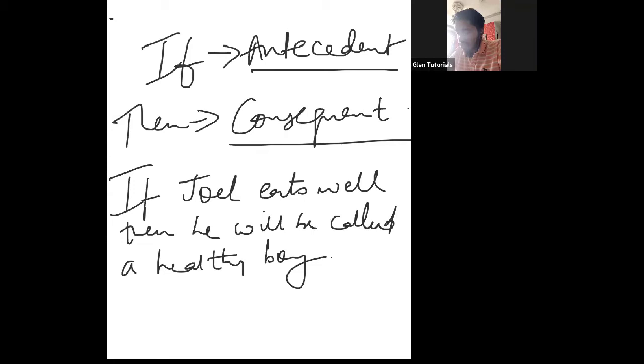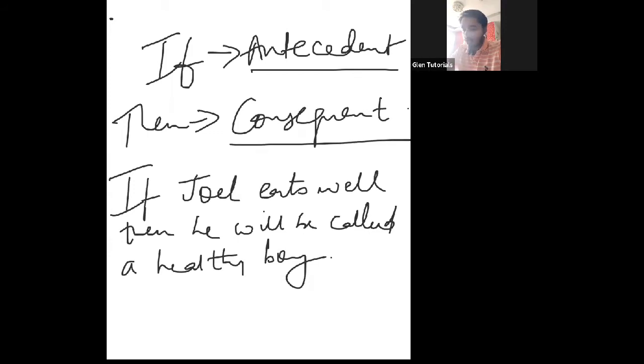Now what does this mean? If Joel is a healthy boy, then he eats well. "Joel eats well, then he will be called a healthy boy" is the antecedent and consequent. And "if Joel is a healthy boy, then he eats well" means if you see a boy who's healthy, that means he eats well. Correct? Common sense. So the same statement, without changing the meaning, I put the consequent first and then I put the antecedent.